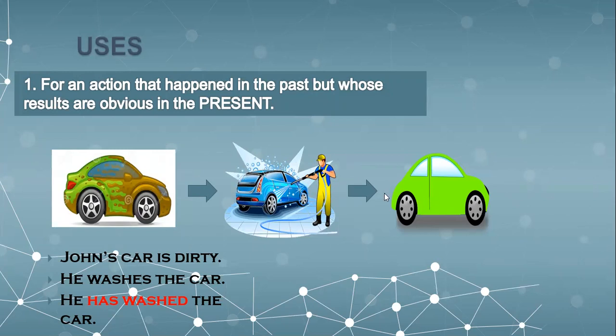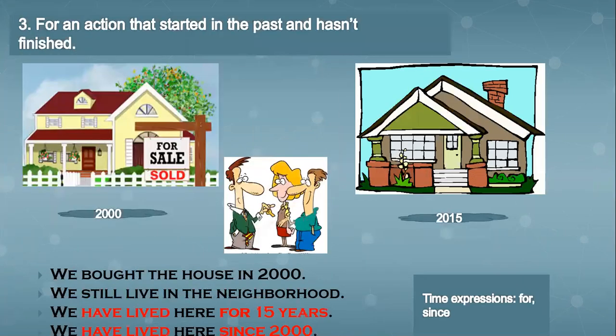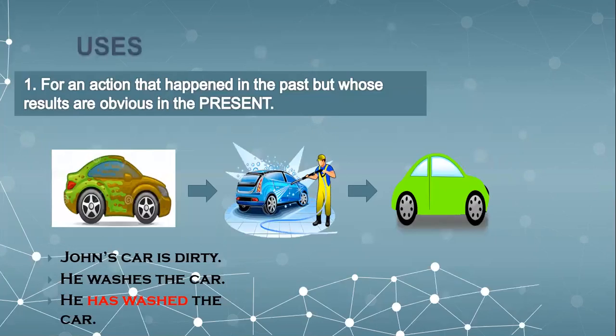So what happened in the middle? The car got washed. So this connects the past state of the car with its present state by what happened in the middle, that it was washed. So he has washed the car.